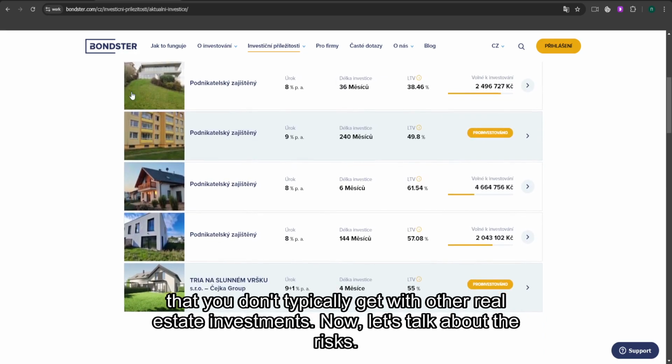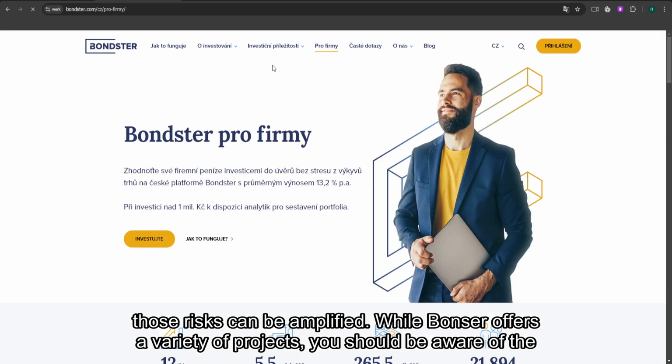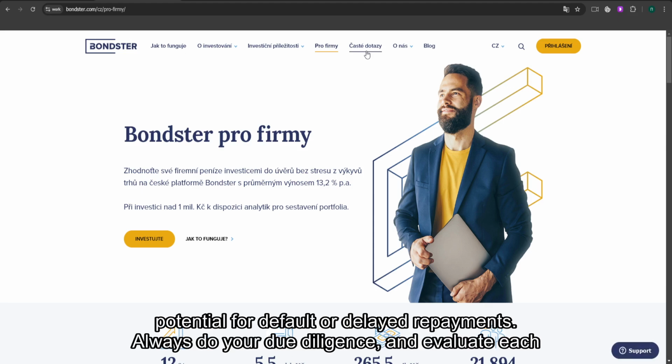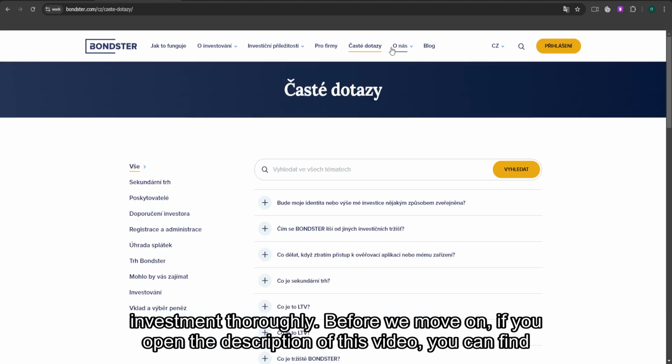Now, let's talk about the risks. Like any investment, there are risks involved, and with real estate crowdfunding, those risks can be amplified. While Bondster offers a variety of projects, you should be aware of the potential for default or delayed repayments. Always do your due diligence and evaluate each investment thoroughly.